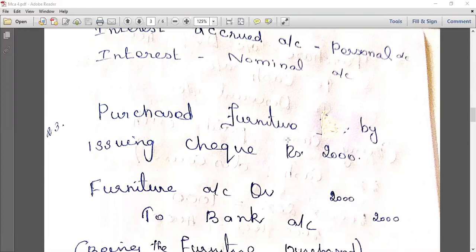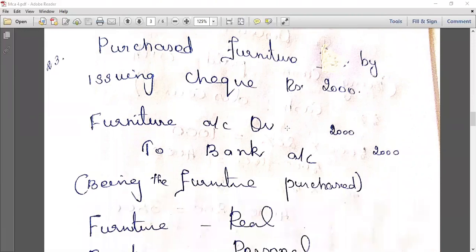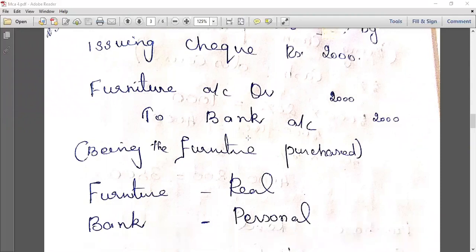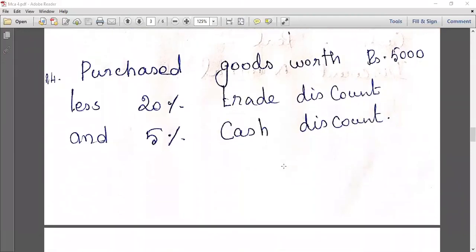Then purchased furniture by issuing a cheque, rupees 2000. The furniture is purchased by way of a bank transaction. So furniture account debit to bank. In this case, if he purchased furniture for cash, we put furniture account debit to cash. In this situation, we put furniture account debit to bank, being furniture purchased. Furniture is a real account. Bank is a personal account.